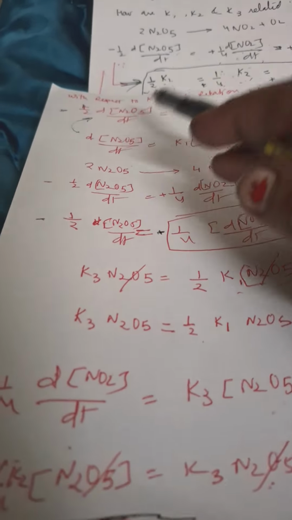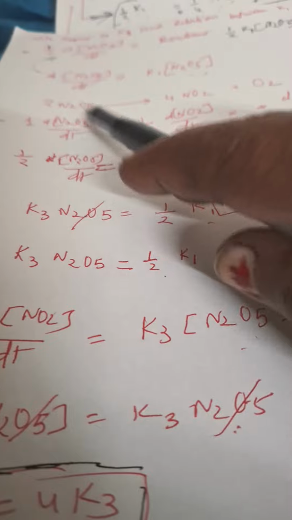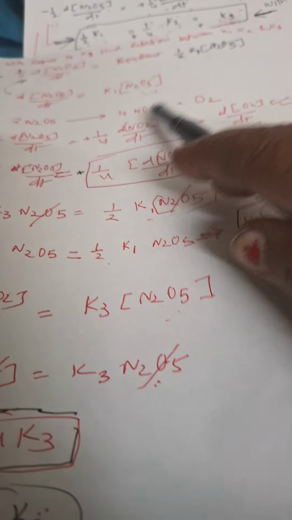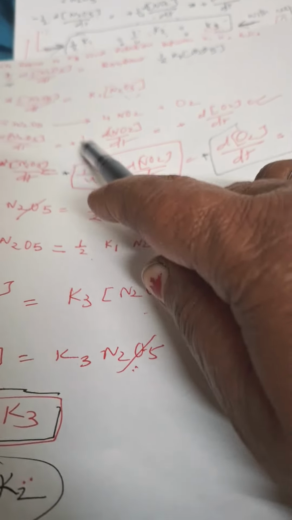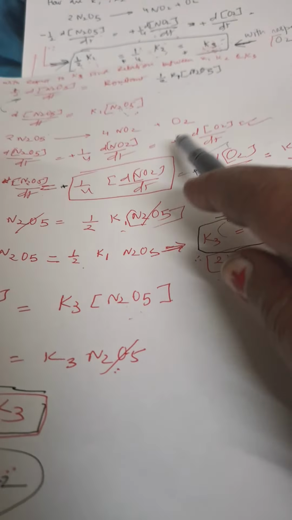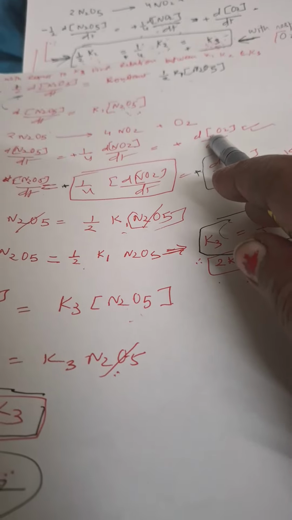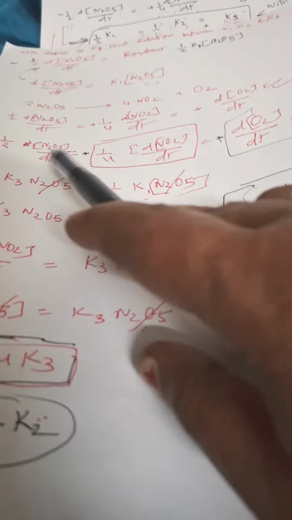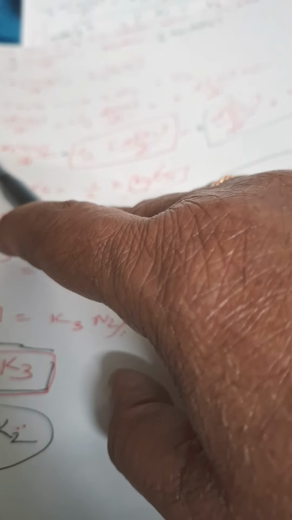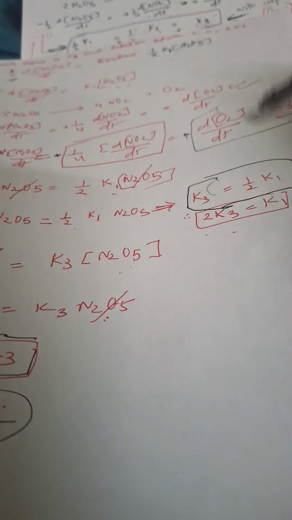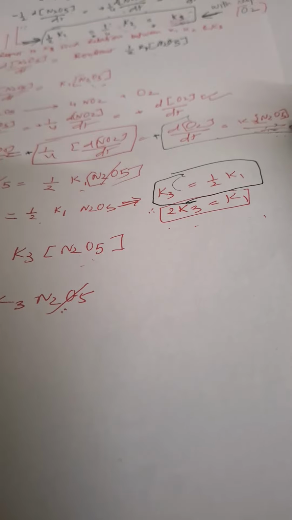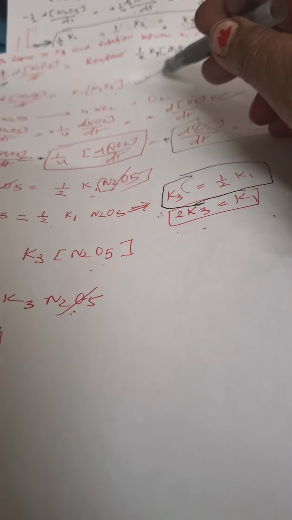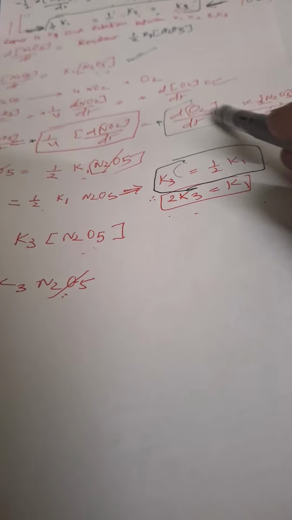But for the board, what we have to do is write it like this: 2 N2O5 gives 4 NO2 plus O2. So here, half d[N2O5]/dt, plus 1/4 d[NO2]/dt, and plus d[O2]/dt, I am briefing it, molar concentration of O2 by dt. This equation you have to write on your own. Okay, all of them are in molar concentration. So now I have written this, and this is equal to K3 [N2O5], because this is for 1 mole.